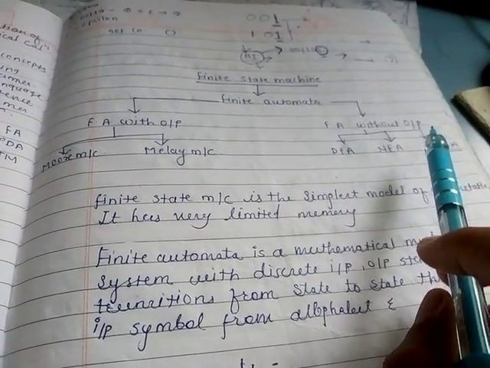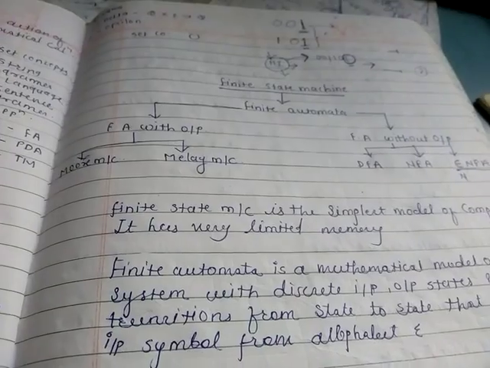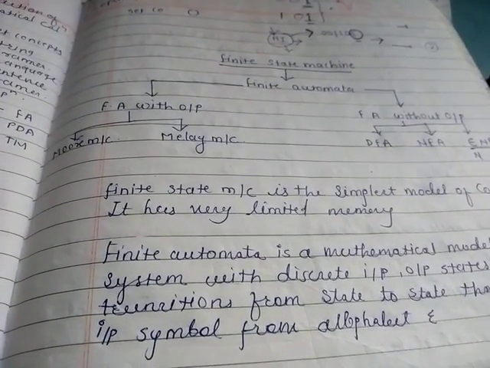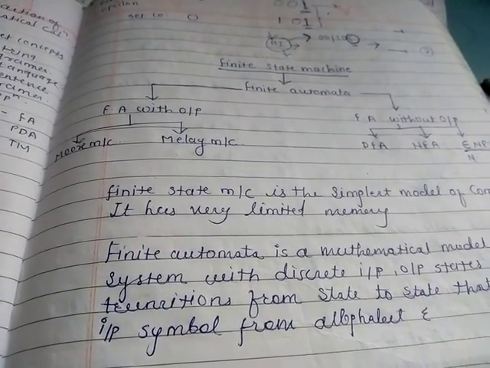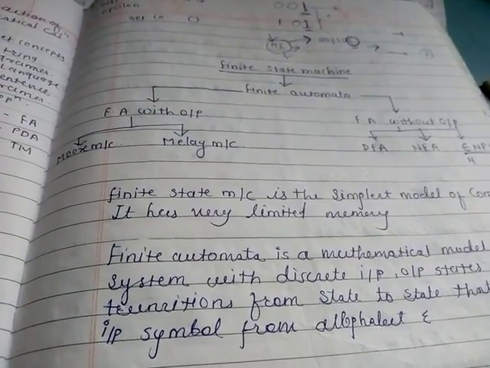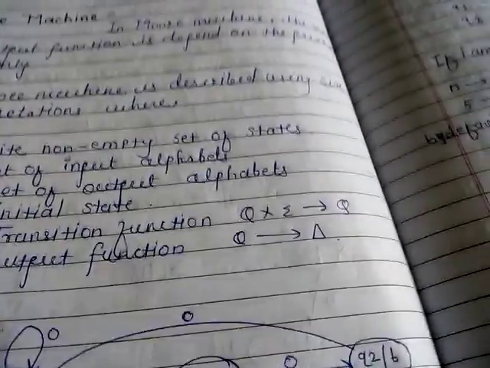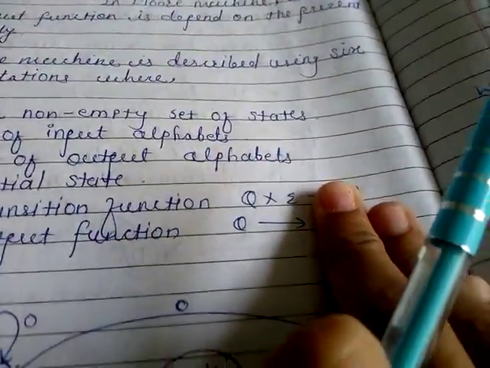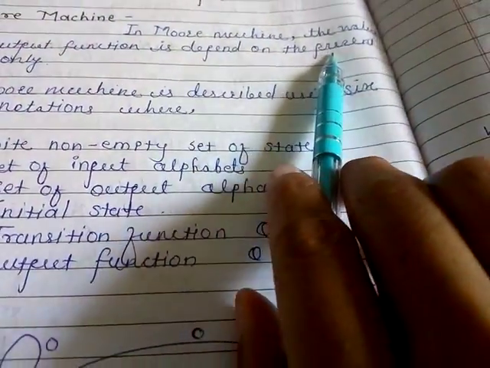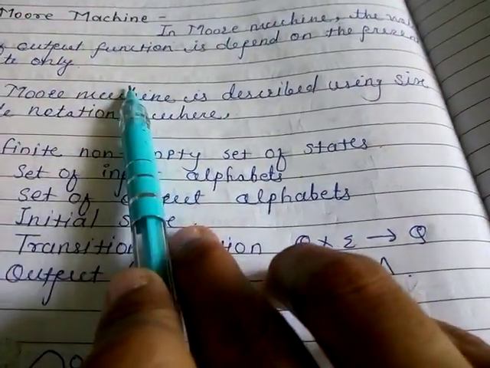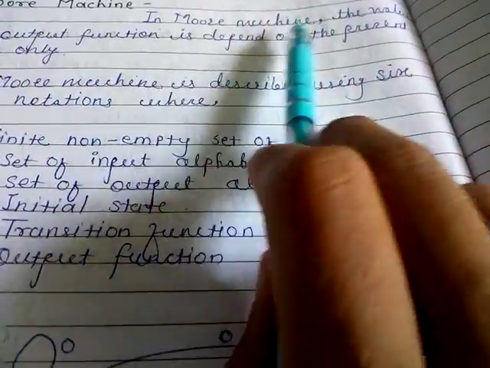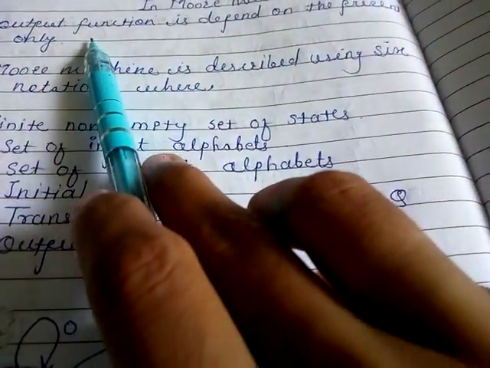A finite automaton is a kind of machine which consists of different states, and with the help of a transition function we can move from one state to another state. Now we'll see what is meant by the Moore machine. The Moore machine is a machine in which the value of the output function depends upon the present state only.